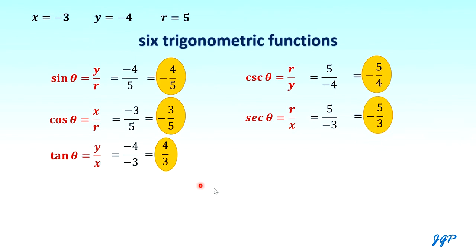For the reciprocal of tangent theta, we have cotangent theta. And for cotangent theta, we have x over y. We replace x by negative 3. We have y. We replace that by negative 4. And we now have negative 3 over negative 4. By simplifying this one, your cotangent theta now is 3/4. So, these are the 6 trigonometric functions.